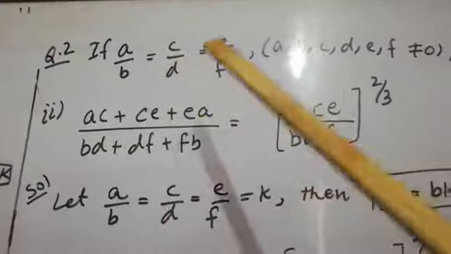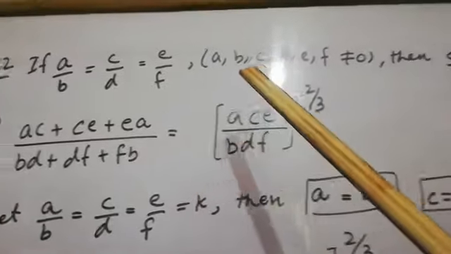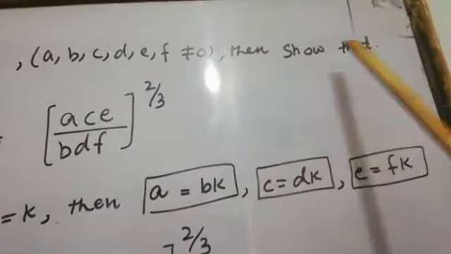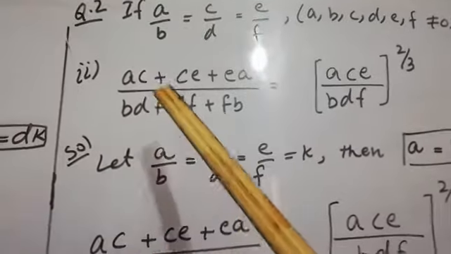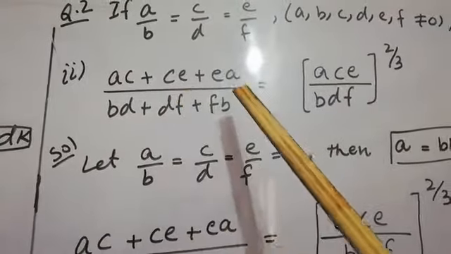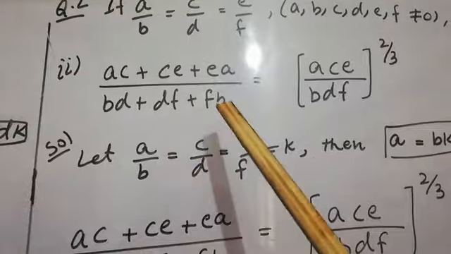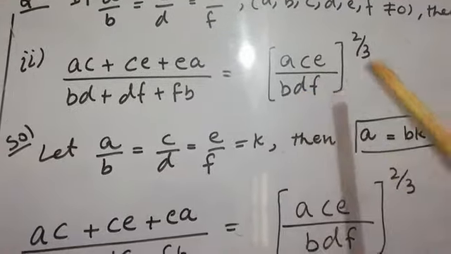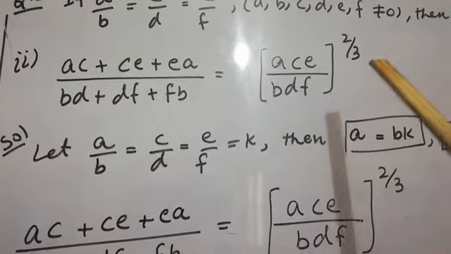Question number 2. If A by B equals C by D equals E by F, and A, B, C, D, E, F are not equal to 0, then we will show that, part number 2: (AC plus CE plus EA) divided by (BD plus DF plus FB) is equal to (ACE by BDF) whole to the power 2 by 3.